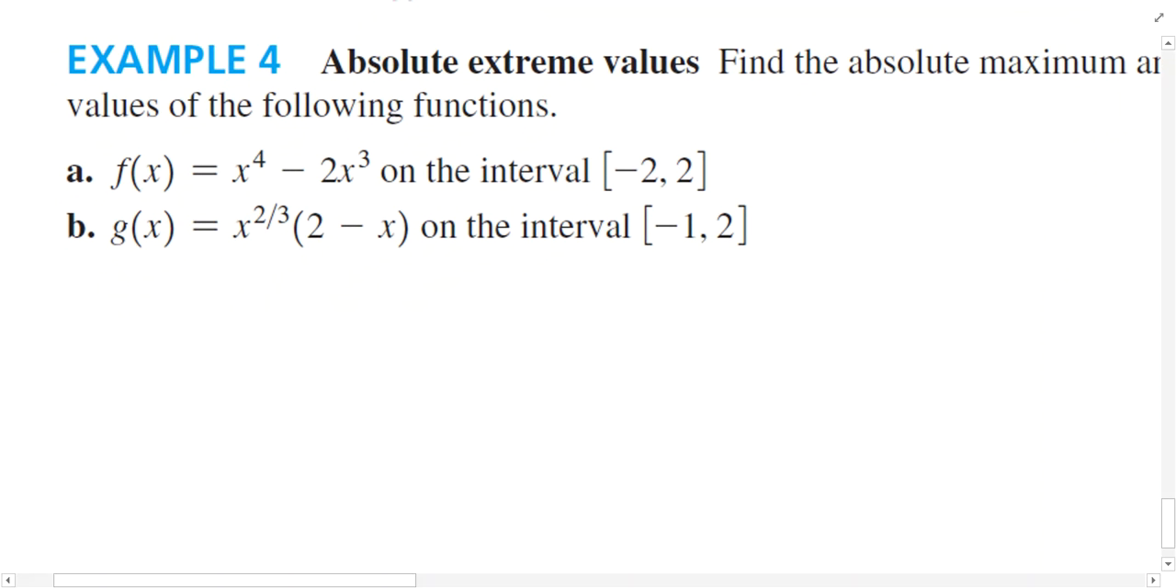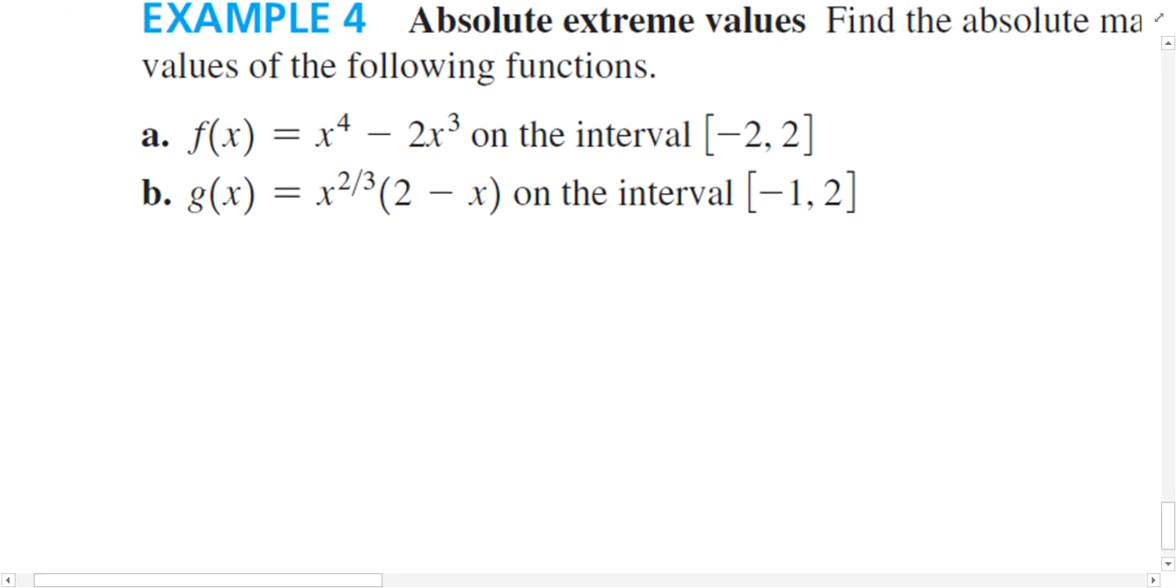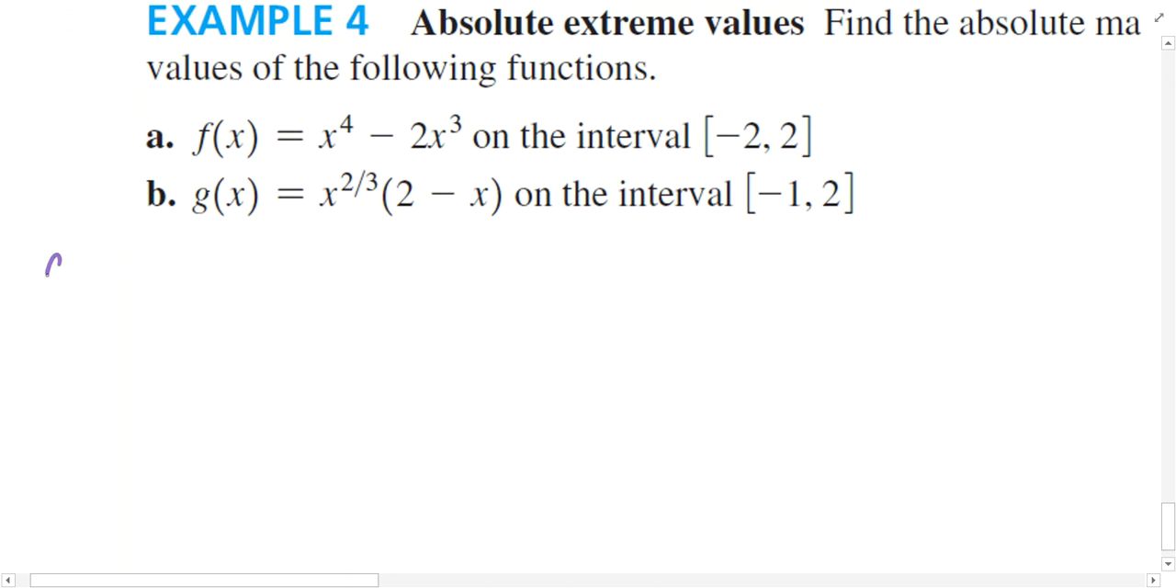So for the last examples in the video, certainly we could answer these questions. We could find the extreme values based on a graph, but let's see if we can do this without a graph. Find the absolute max and absolute min values on the following functions. So for part A, I'm going to check the EVT first before I get started. This will guarantee that we have an absolute max and minimum.